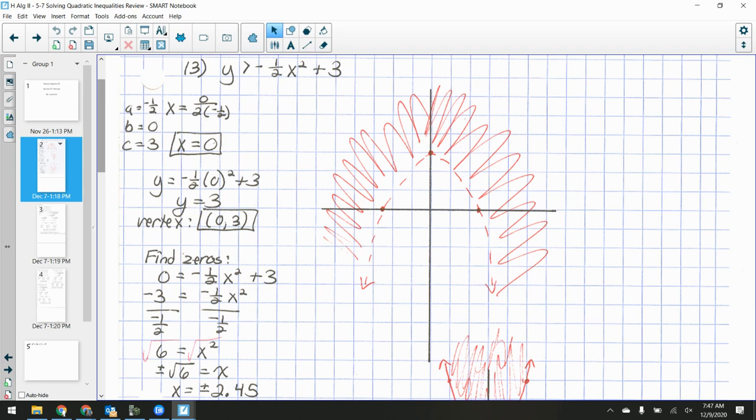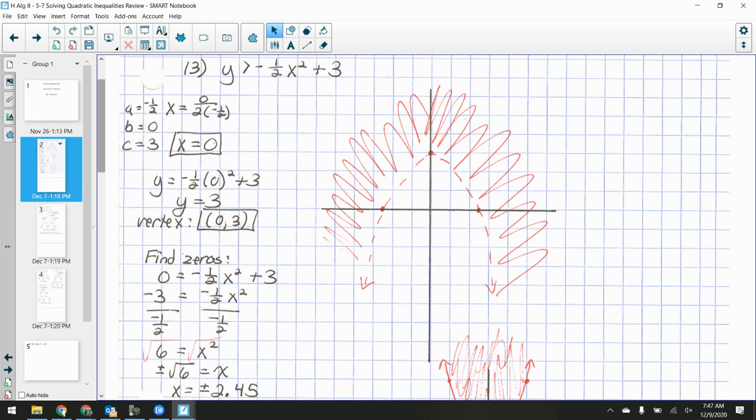So remember, all the same rules still apply. You find whether it opens upward or downward. You do negative b over 2a. You plug it in to find the axis of symmetry. You find the vertex, or sorry, you plug it in to find the vertex, and then you find the y-intercept. In this case, you kind of have to find the zeros because the vertex is the y-intercept.